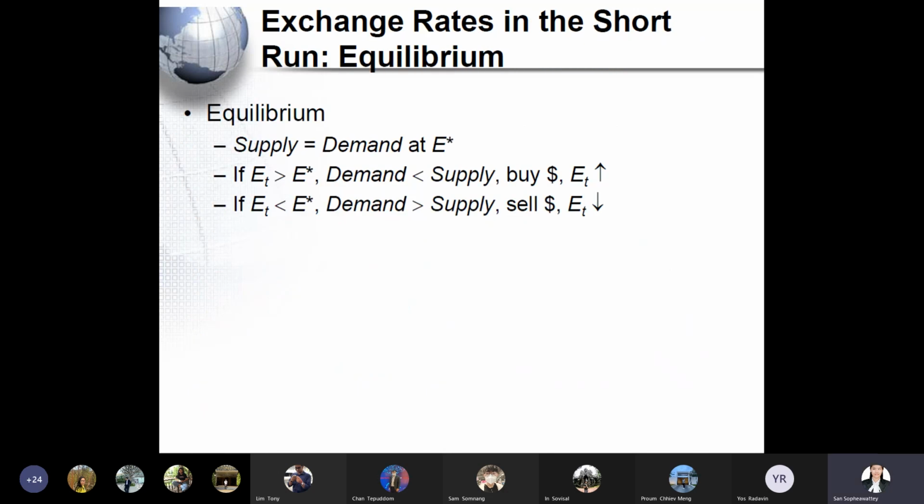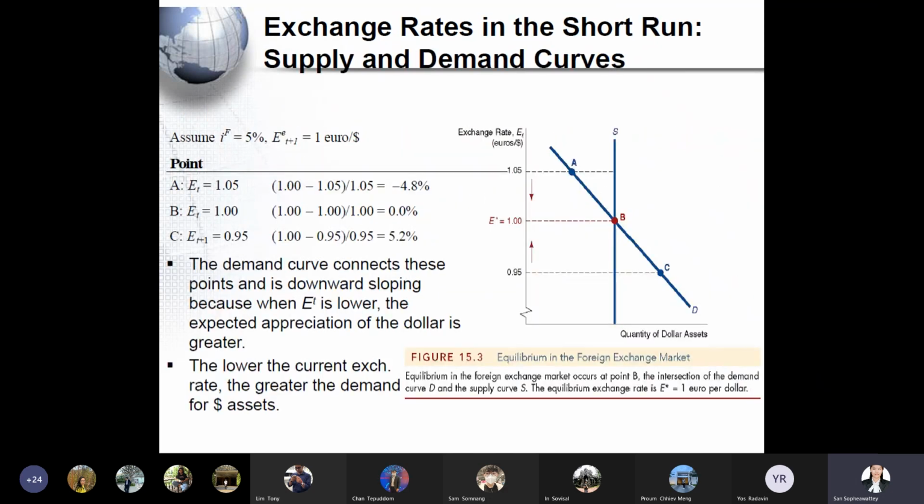So the equilibrium in foreign exchange market is a usual supply and demand analysis. The market is in equilibrium when the quantity of dollar assets demanded equals the quantity supplied. So in this figure, equilibrium occurs at point B, the intersection of the demand and supply curves, and the exchange rate at equilibrium is E star.